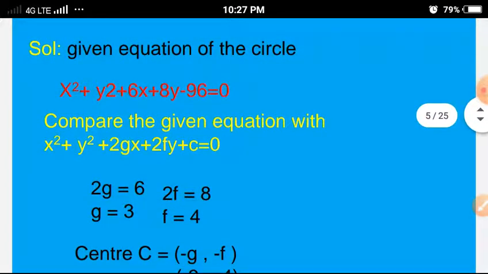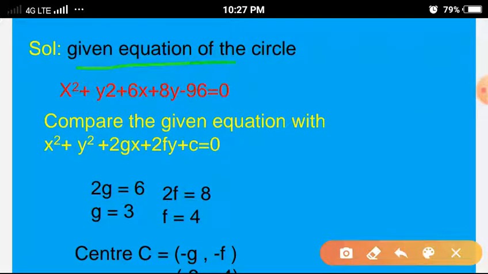Right, first we have to write the given equation of the circle. The given equation of the circle is x square plus y square plus 6x plus 8y minus 96 is equal to 0. We have to compare this given circle equation with the general form. The general form of the circle is x square plus y square plus 2gx plus 2fy plus c is equal to 0.